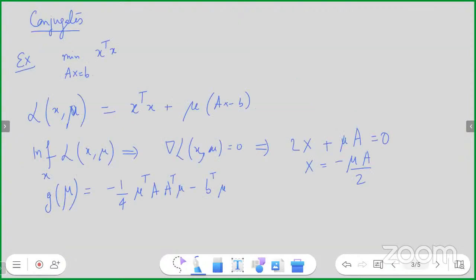So it was not an accident that your g function turned out to be concave. Every time you'll get it. And if you're not getting it, you're making a mistake. That's one check. If you're coming up with a dual whose objective function doesn't look concave, you made a mistake.